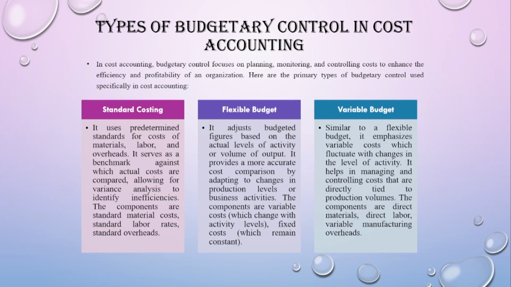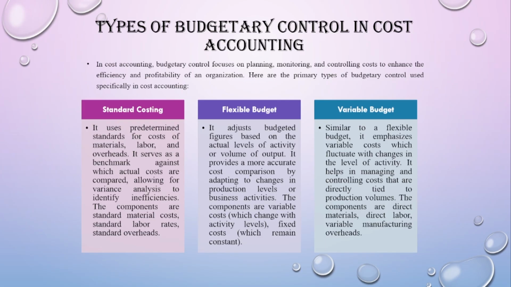It provides a more accurate cost comparison by adapting to changes in production levels or business activities. The components are variable cost, which changes with activity level, and fixed cost, which remains constant. For variable budget, it is similar to a flexible budget. It emphasizes variable costs, which fluctuate with changes in the level of activity. It helps in managing and controlling costs that are directly tied to production volumes.